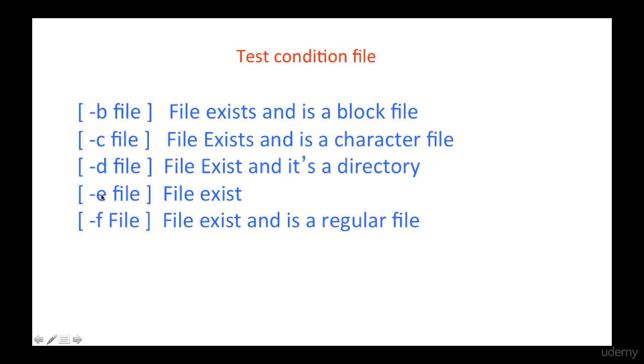Then E is for file exist. When we say file exist, it means just its existence, whether it's a block file. So "-e" will return true for a block file or a character file as well. And "-e" will return true for a directory as well. So if you say "-e", that means it just exists. It doesn't give you the granularity of whether it's a block file, directory file, or a regular file.